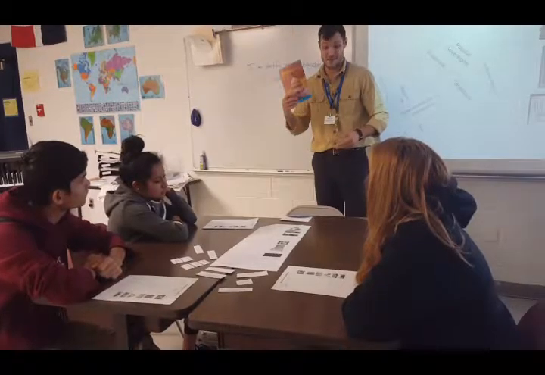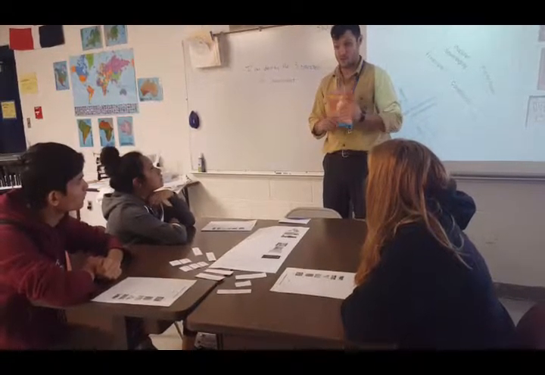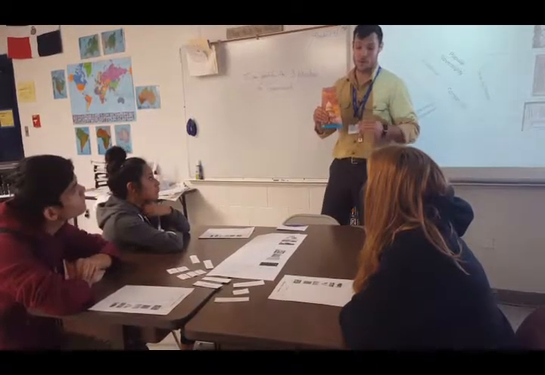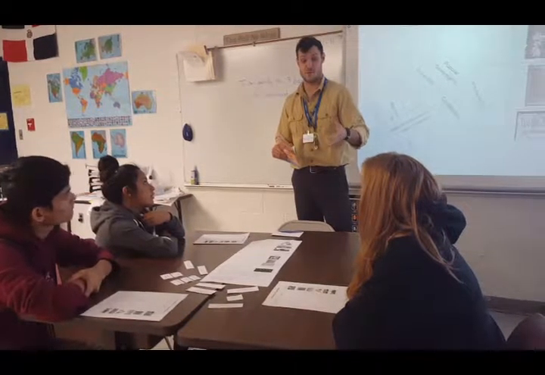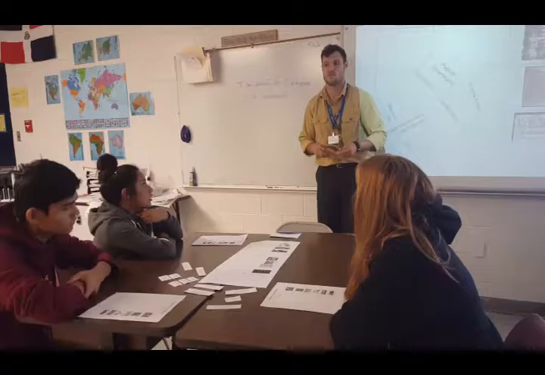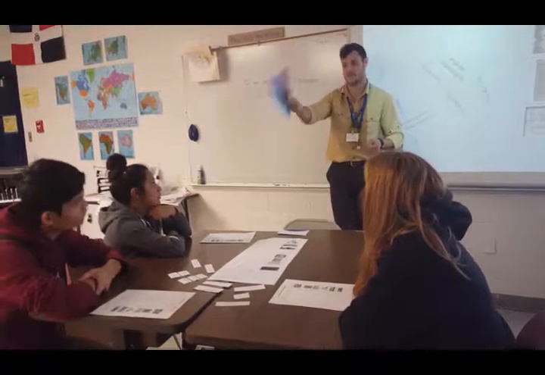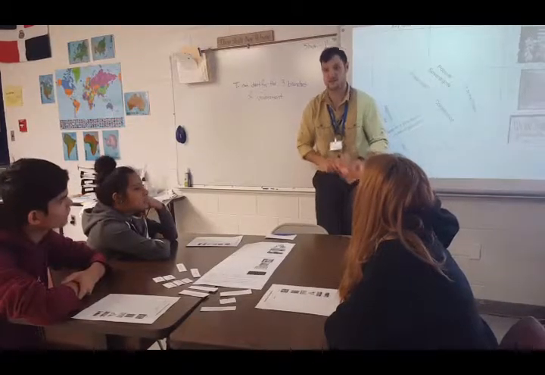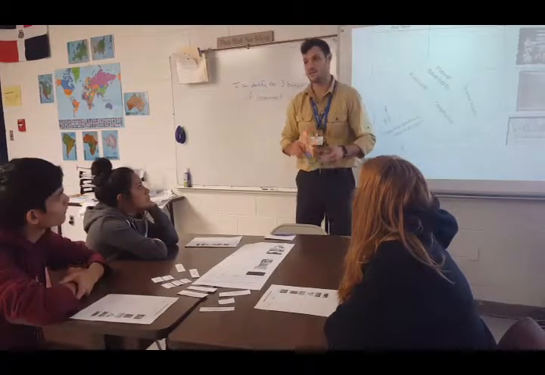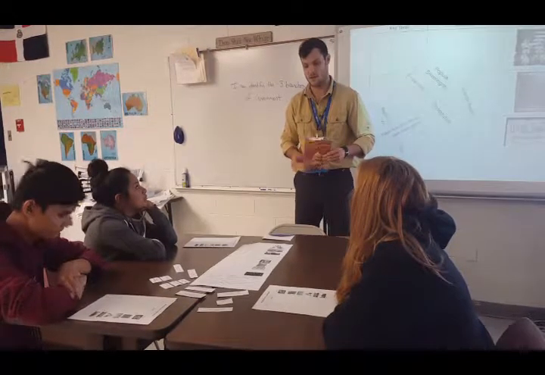Today what we're going to do, yesterday you guys remember that we read this book, right? And this book is about what? The three branches of government. What are those three branches of government? Executive, judicial, and legislative, very good. Executive, judicial, and legislative, good.